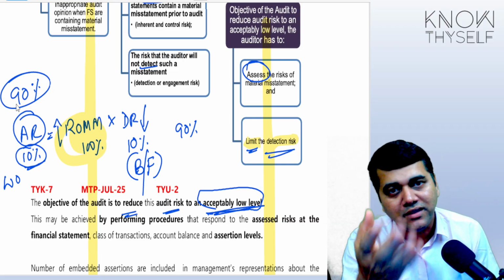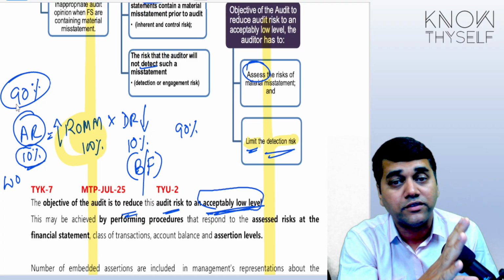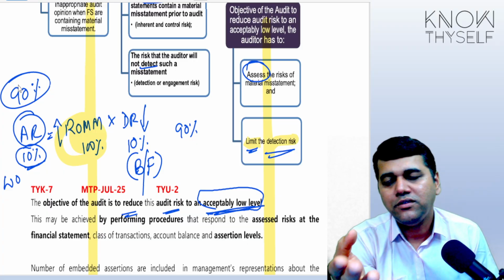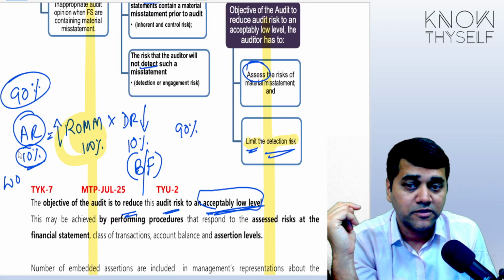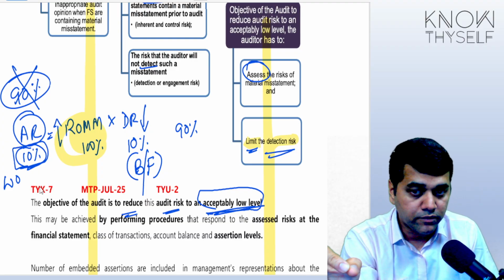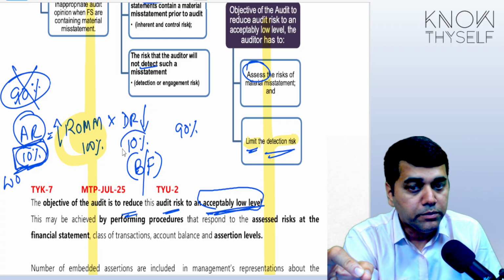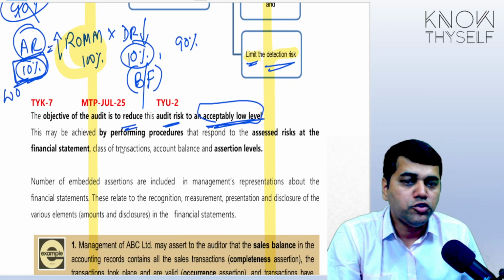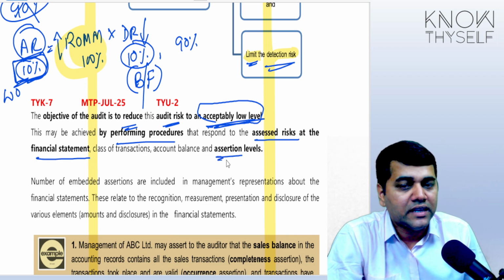So in personal life, you may take risks, like me in the share market, where I invested in a company which I don't even know who it is, what it is. That 2 lakhs of rupees I invested. It's madness, leave it. But you cannot take such madness in the audit, because you are playing with somebody's money, somebody's trust. That's why our standard says you have to always take audit risk to an acceptable low level. So if you want to maintain RoMM, you have to limit your detection risk as a balancing figure. This may be achieved by performing procedures that respond to the assessed risk at the financial statement level.